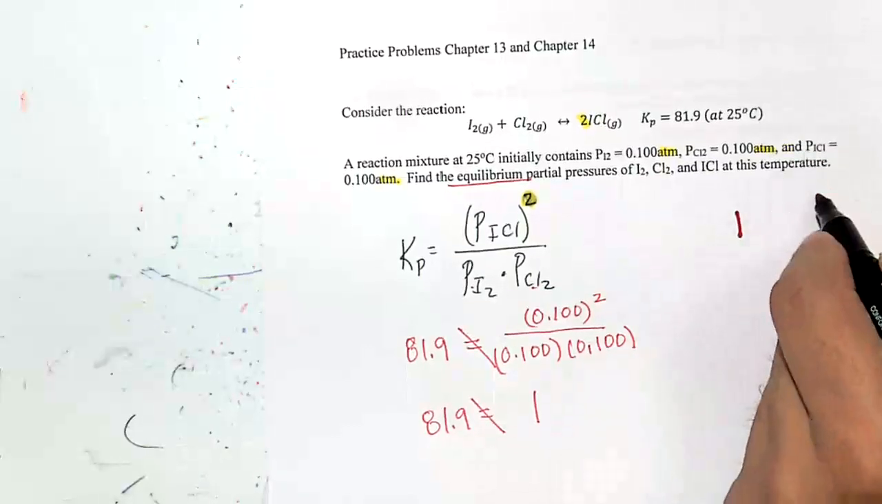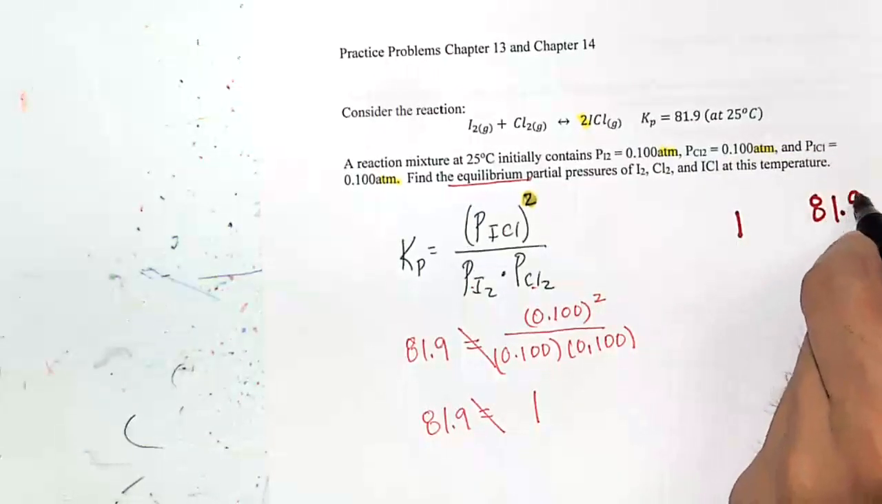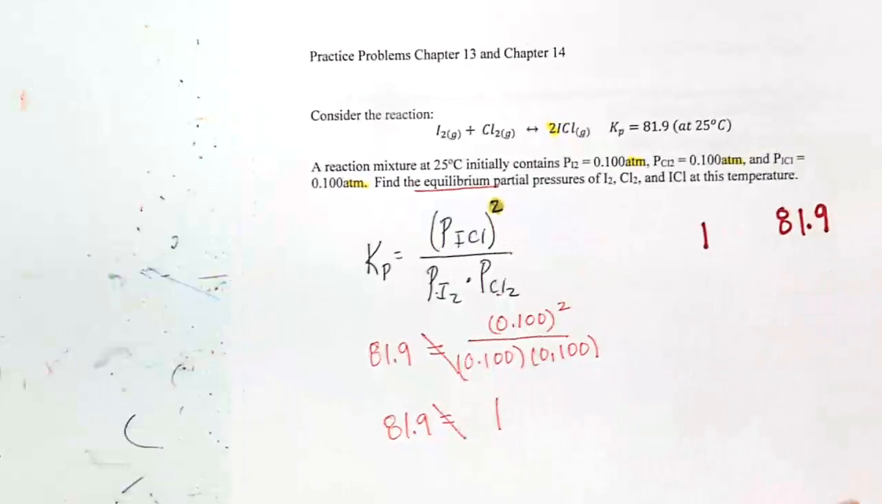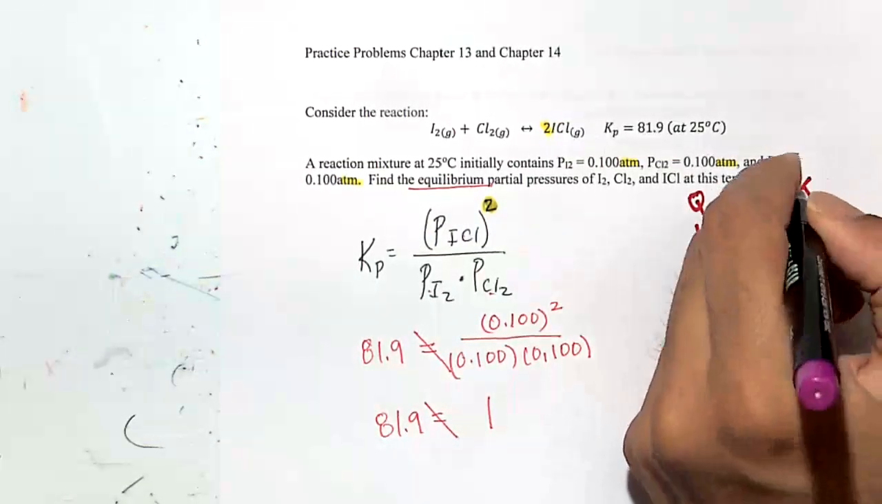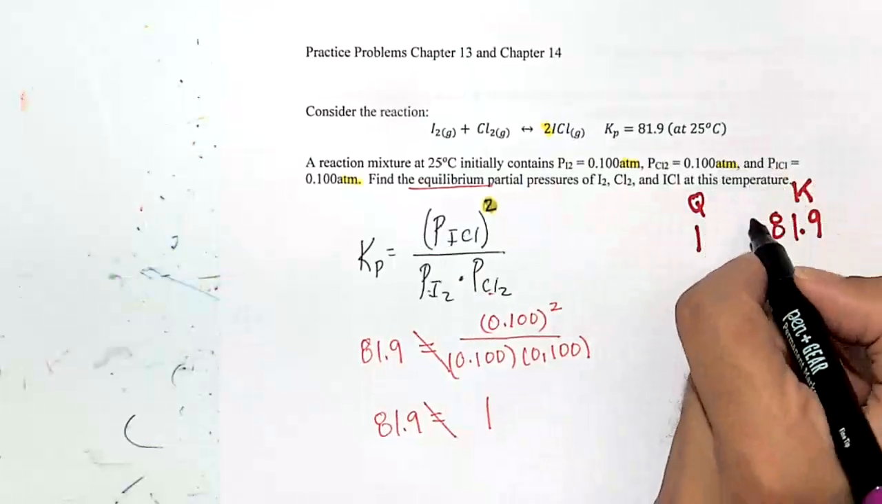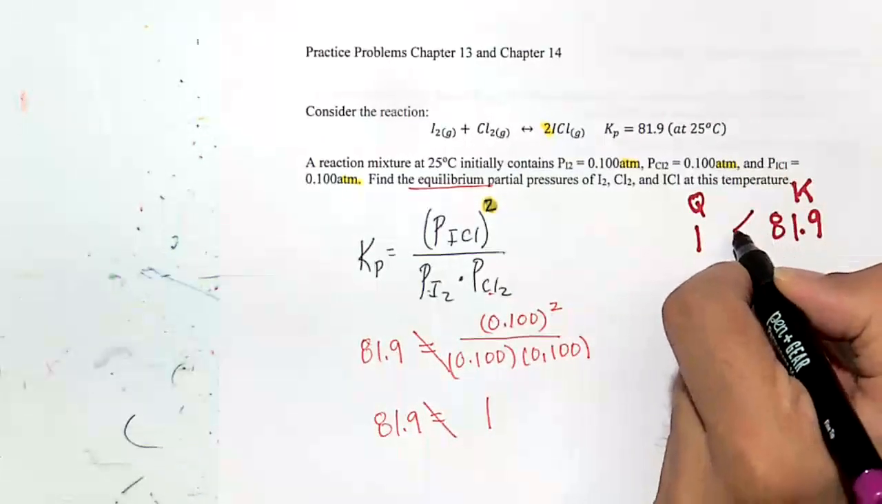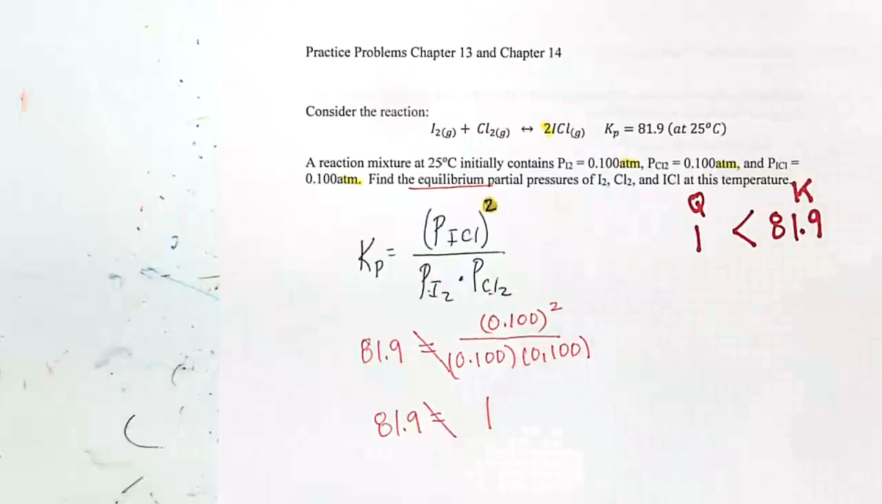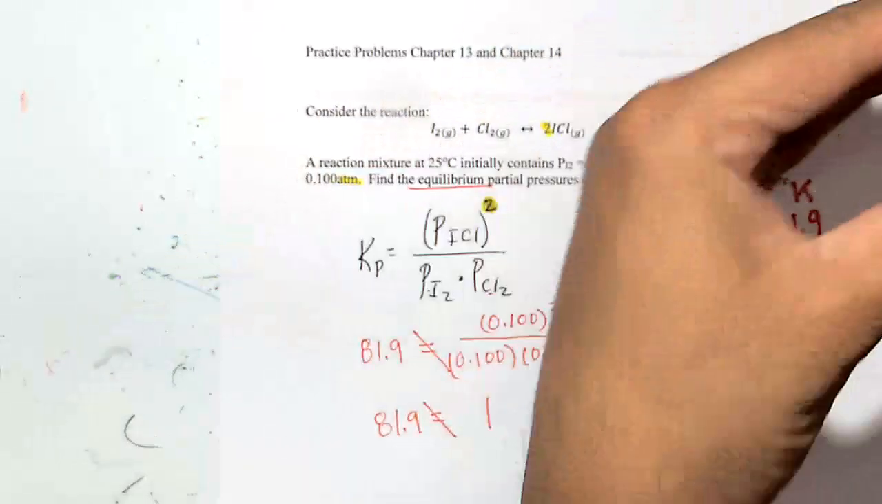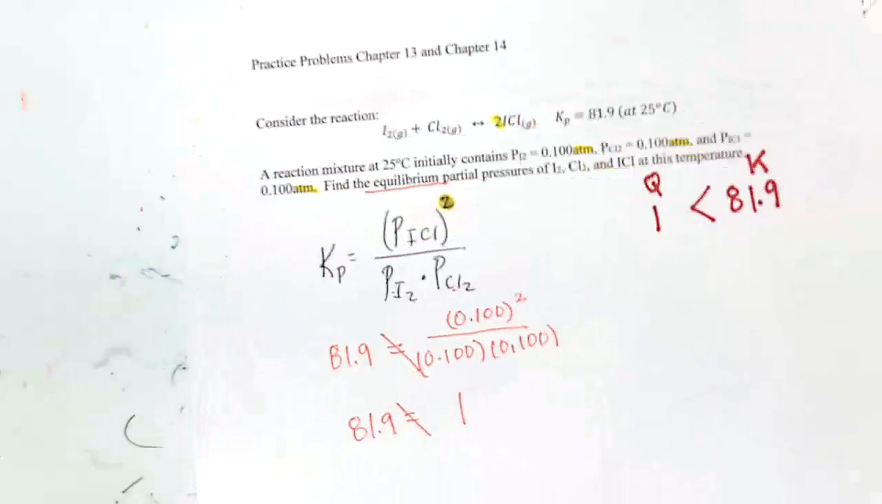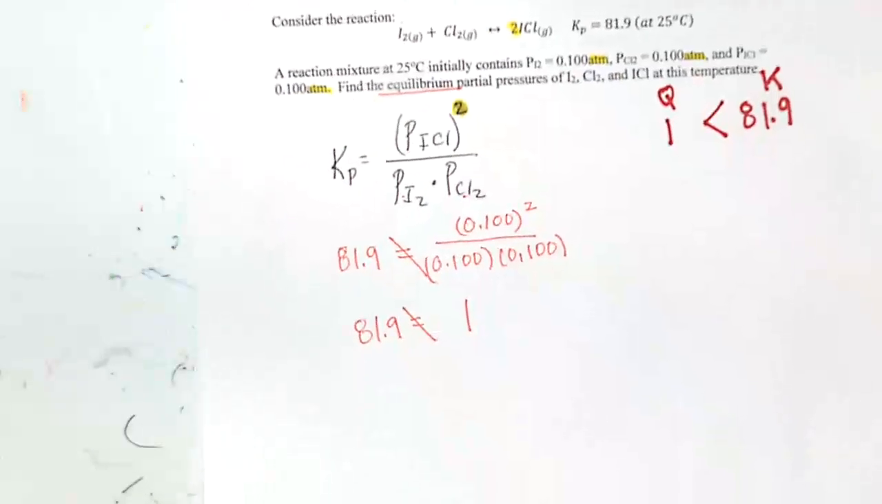And then we're going to compare that to K. What is K? 81. Yeah. Okay, so which is bigger? This will be Q. This will be K. And which one is bigger? Okay. So the alligator jaws point to the right. So this is going to shift to the right to get to equilibrium.